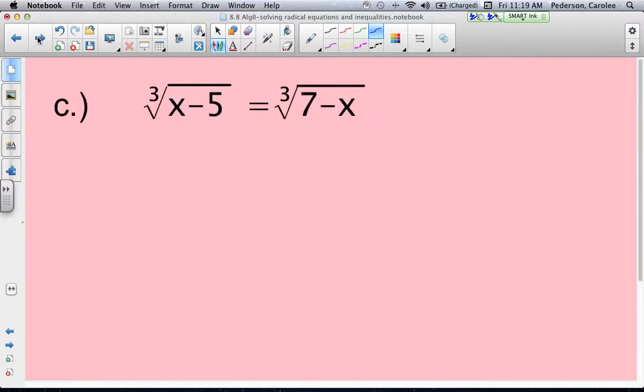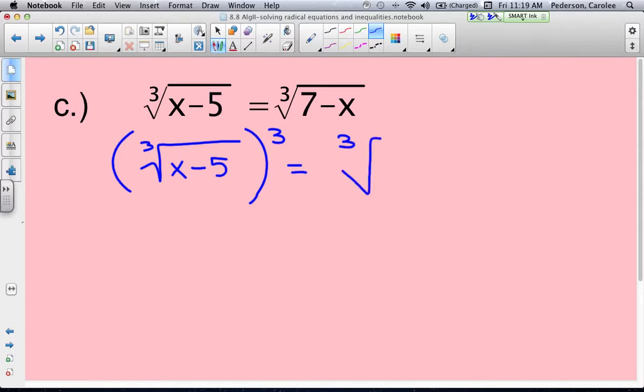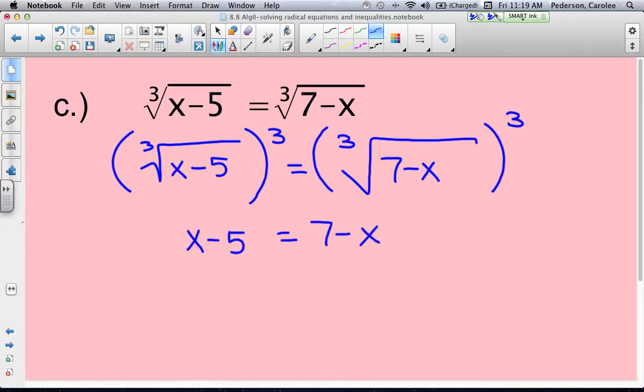This example, I do want you to write down. Now we're talking cube roots. So we want to undo the cube root. To undo a cube root, we cube both sides. So x minus 5, cube root, we're going to cube it. Again, do the same thing on the right side. Cube it. And what happens is those cube roots and cubes cancel each other out. So we're left with x minus 5 equaling 7 minus x.